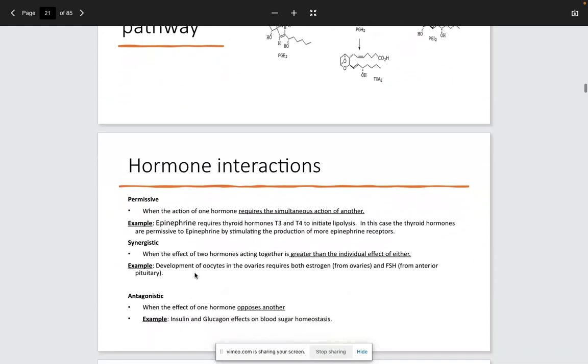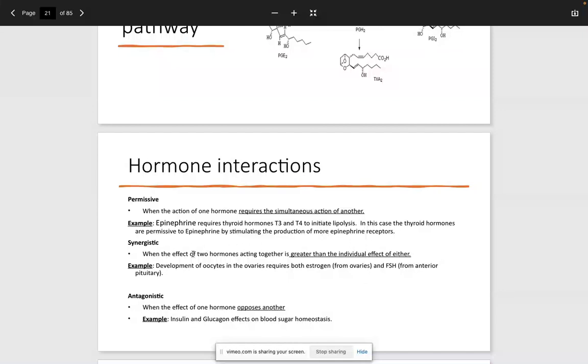These are the different hormone interactions that occur. There's permissive, synergistic, and antagonistic. We will go over permissive. Permissive is when the action of one hormone requires the simultaneous action of another. An example that we use is epinephrine requires thyroid hormones T3 and T4 to initiate lipolysis, or the breakdown of fat. In this case, the thyroid hormones are permissive to epinephrine by stimulating the production of more epinephrine. So epinephrine requires T3 and T4 in order to break down fat.